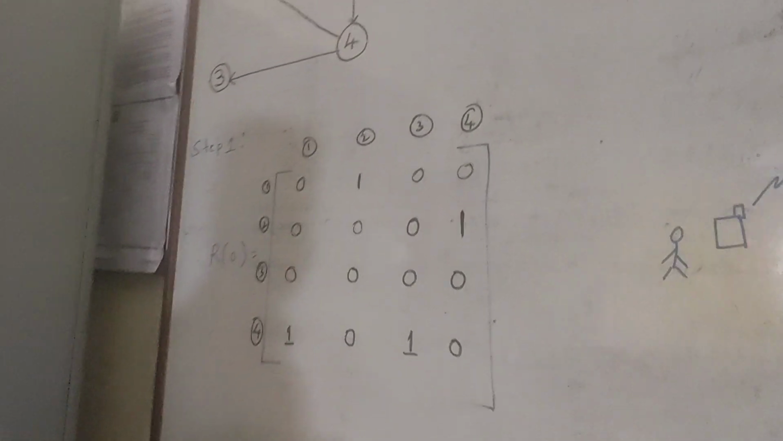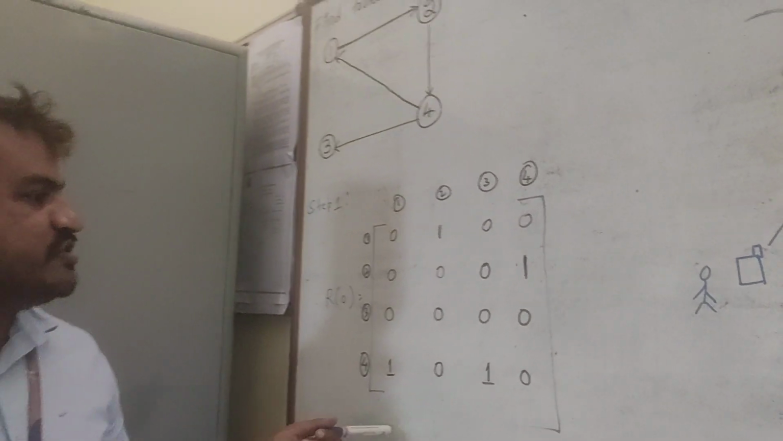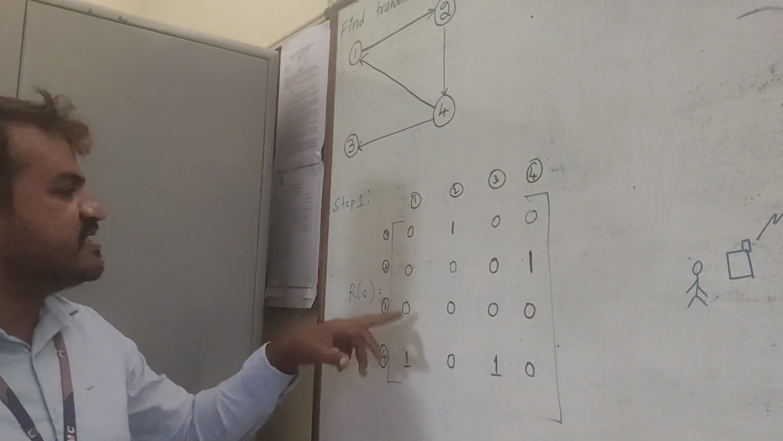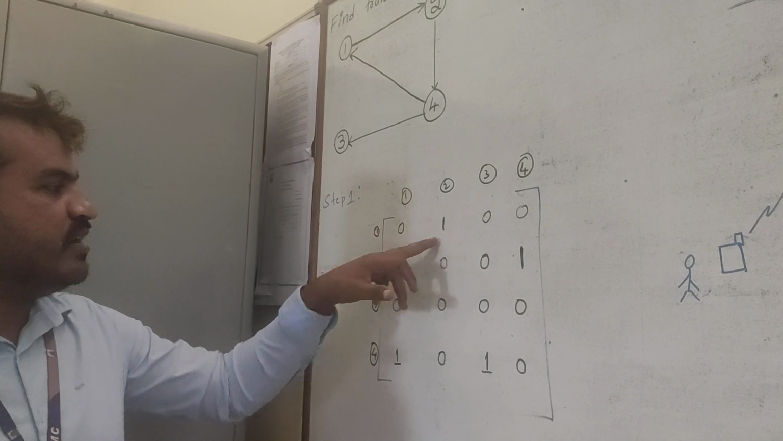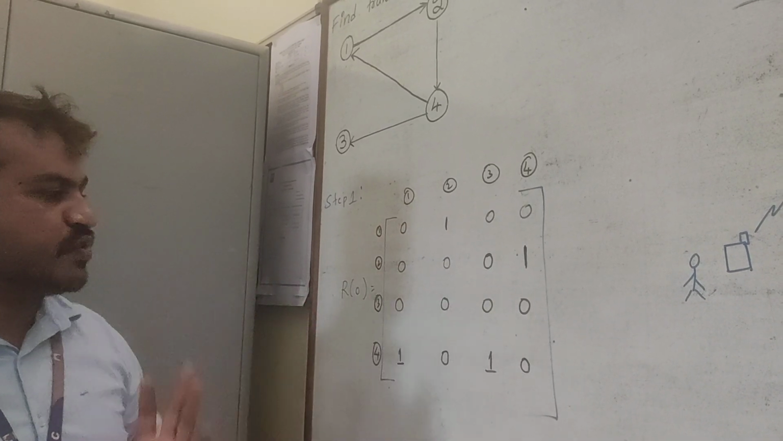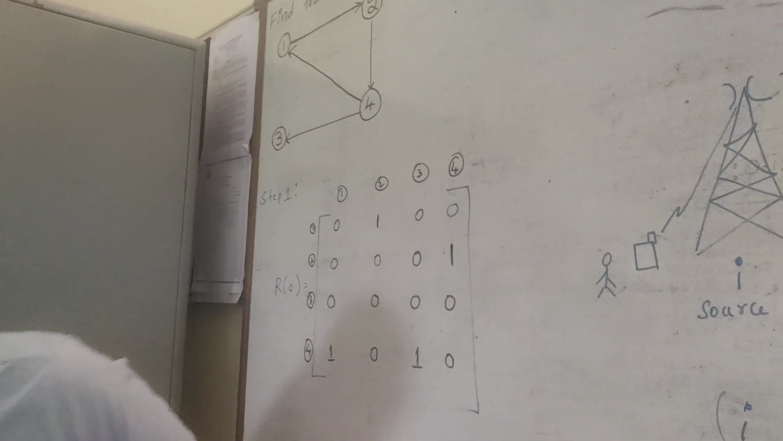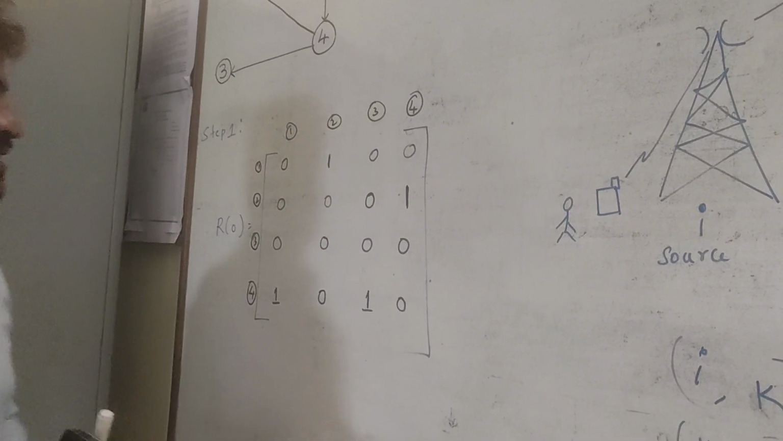Initially, you have to mark like this. This is what we call a 0-1 matrix. If an edge exists, make it 1. If not, put a 0. This is the first step. You are going to take it like that.